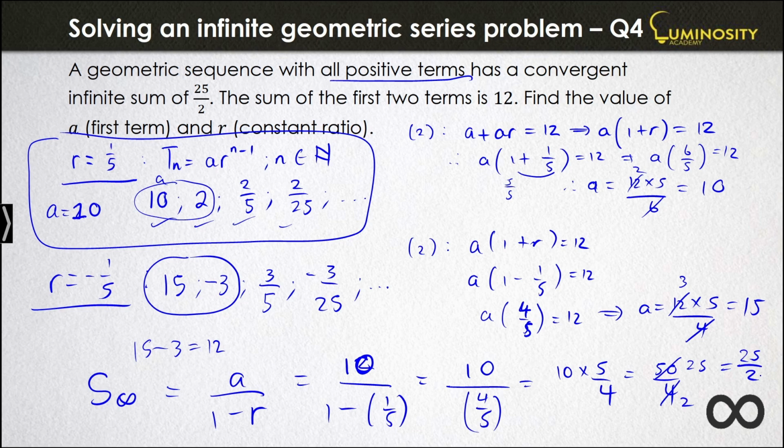Okay, so the a value and the r value that I worked out, a equals 10 and r equals 1/5, those two values do satisfy all those properties. The geometric sequence has only positive terms. It does have a convergent infinite sum of 25 over 2, and the sum of the first two terms is 12. Okay, and that is solving this problem.